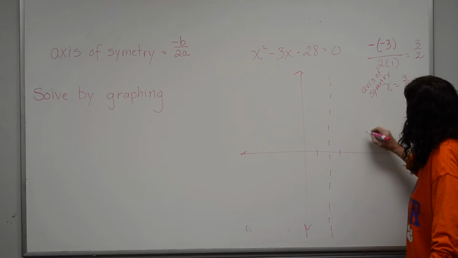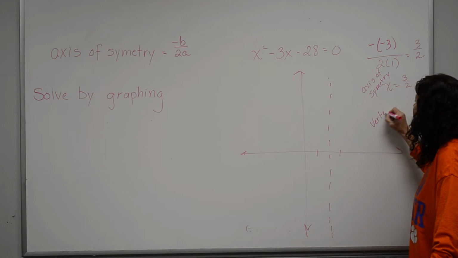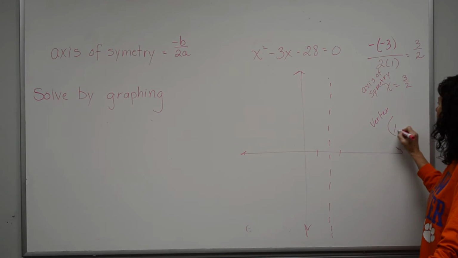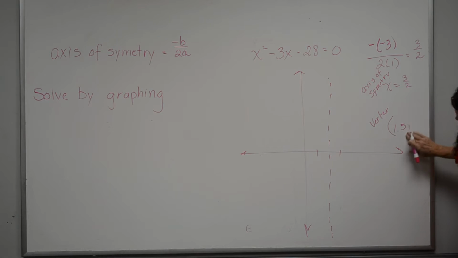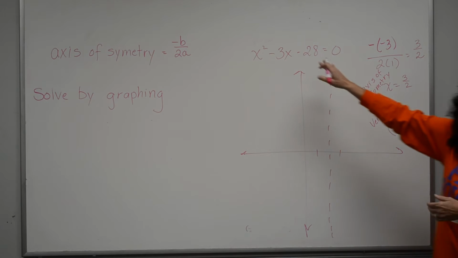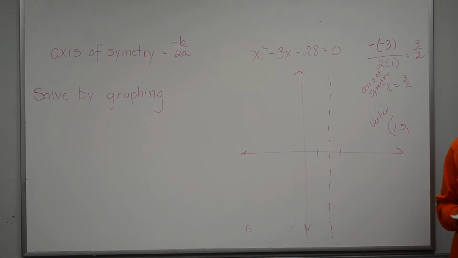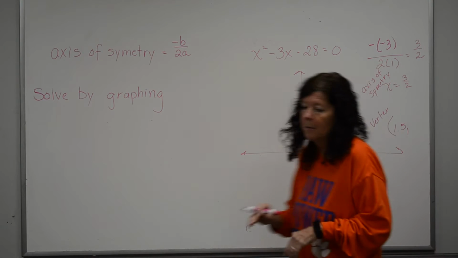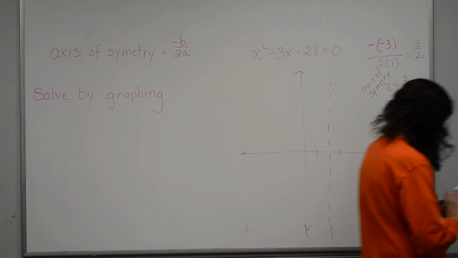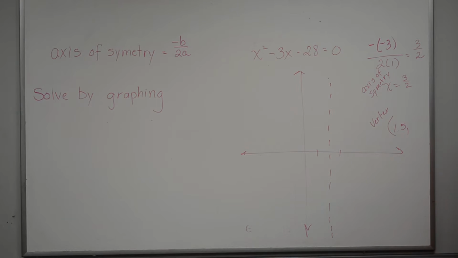I also need my vertex in order to graph it. Now, how am I going to find my vertex? I know the x value. The x value is 1.5. How am I going to find the y value? Plug in the equation. I'm going to plug it into the equation. Now, I'm going to use my calculator to do that. I'm going to use the store button on my calculator. So I'm going to take the 1.5 and store it for x, and then I'm going to have a colon, and then I'm going to put the equation in there.